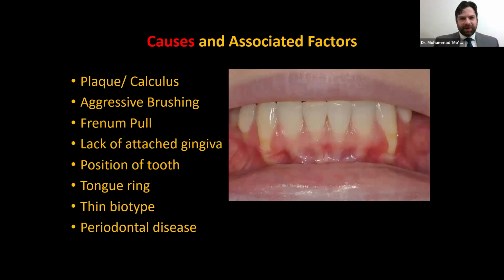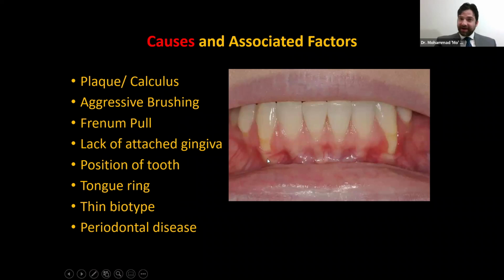Now that we've defined periodontal surgery, we've defined recession, let's look at some of the causes and associated factors. What causes it? It's the plaque and calculus, history of aggressive brushing, frenum pull. If you don't have the attached gingiva, it's associated with recession as well. Then the position of the tooth also plays a role. So for example, if you look at this image, this is a challenging case. It's a tough case. Look at the width of recession, the prominence of the root bilaterally on both sides, the canines, the shallowness of the vestibule, the thinness of the tissue. You can see that the roots are visible through the tissue.